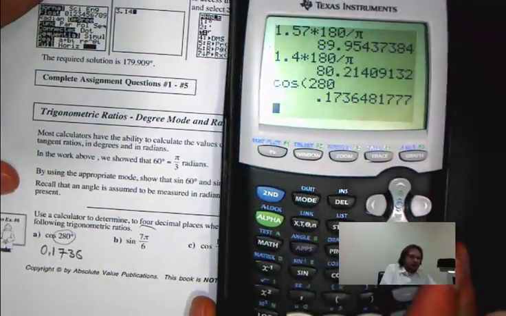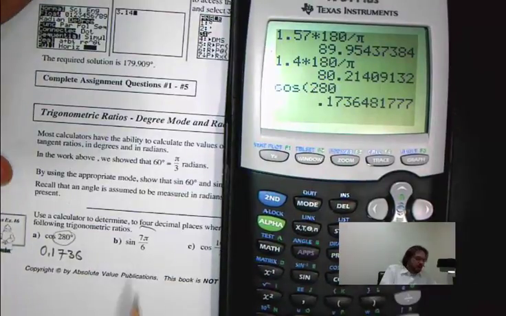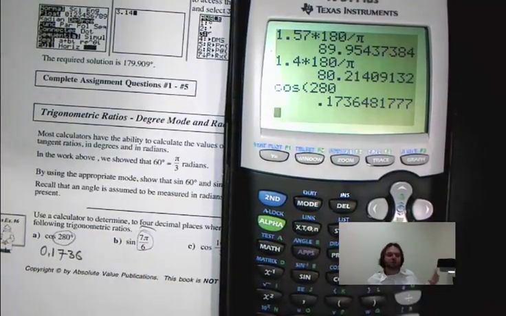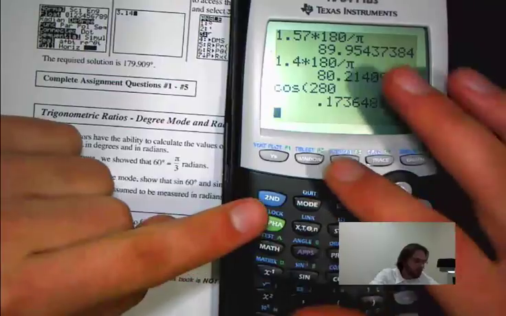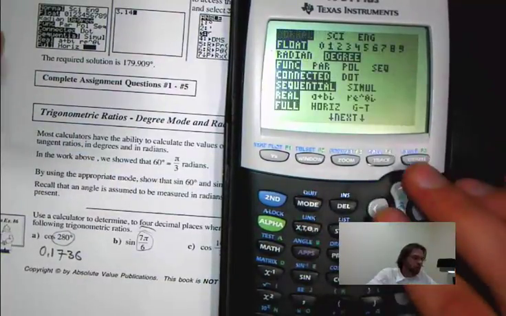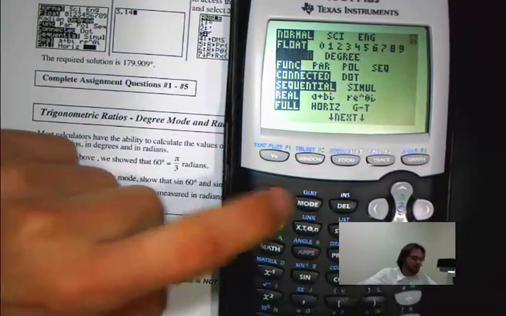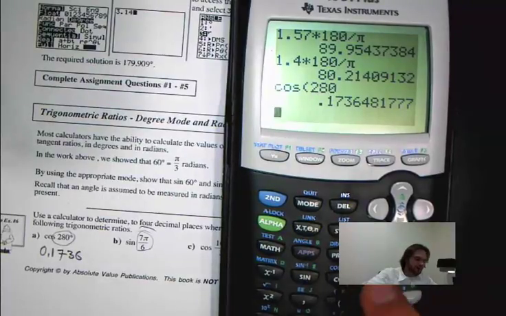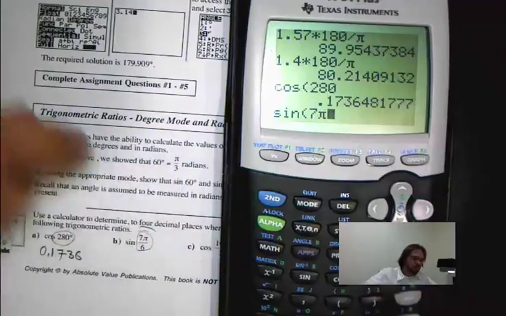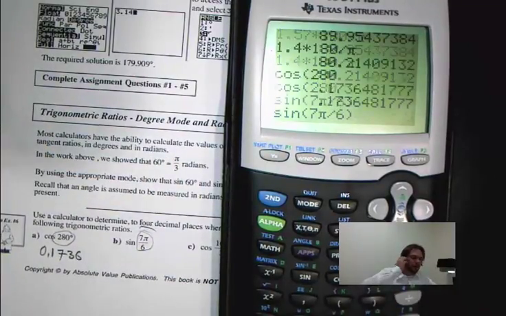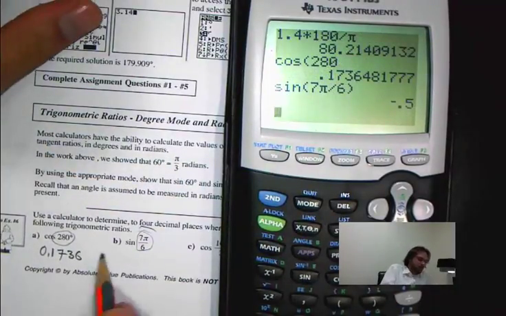Next one is sine pi over 6. Pi over 6. We know there's a pi in there. That means it's most likely in radians. So I'm going to have to go to my mode, switch it to radians, and I want sine 7 pi divided by 6. And I'm going to get negative 0.5.